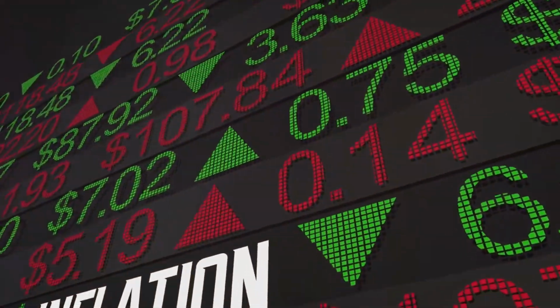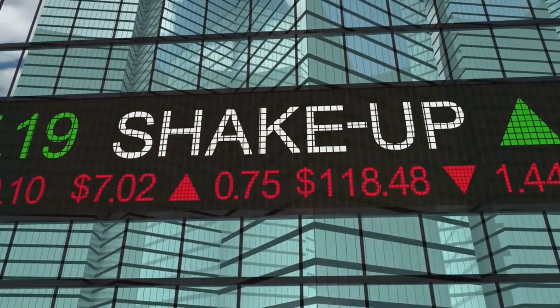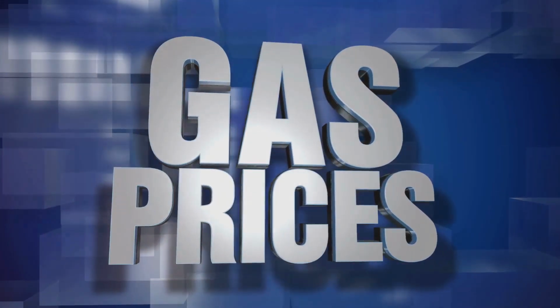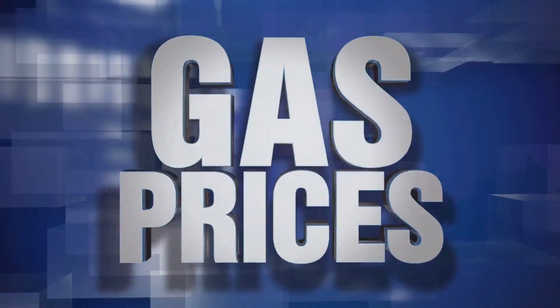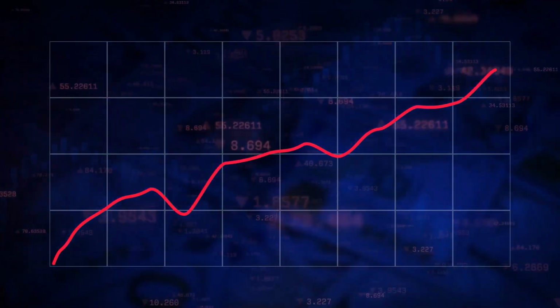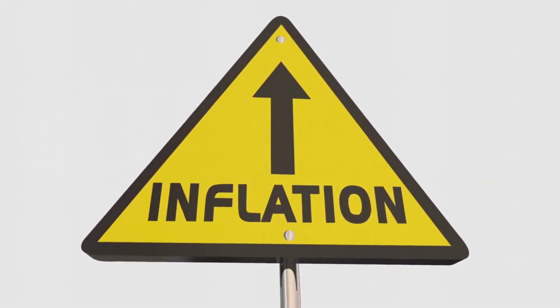The 1970s inflation crisis. The 1970s saw one of the most notable inflationary periods. Expansionary monetary policies and two major oil shocks triggered prolonged high inflation. Inflation rates hit double digits, eroding purchasing power. This era taught the importance of controlling inflation without stifling growth.